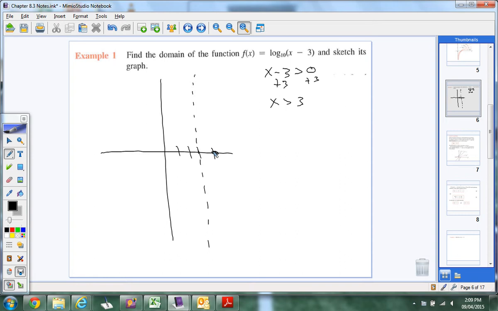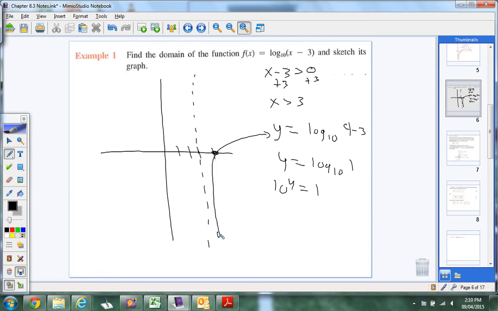Or am I saying that too much out loud? Do you want me to write it? Remember, this is y to us. Let's go 4 minus 3. Plugging in 4, 4 minus 3 is 1. So 10 to the y equals 1. What does y have to be? It has to be 0. That's why it's at 0 there. If you want to try some other ones and see how it grows, you can, but you'll get the idea that it's going to grow this way.